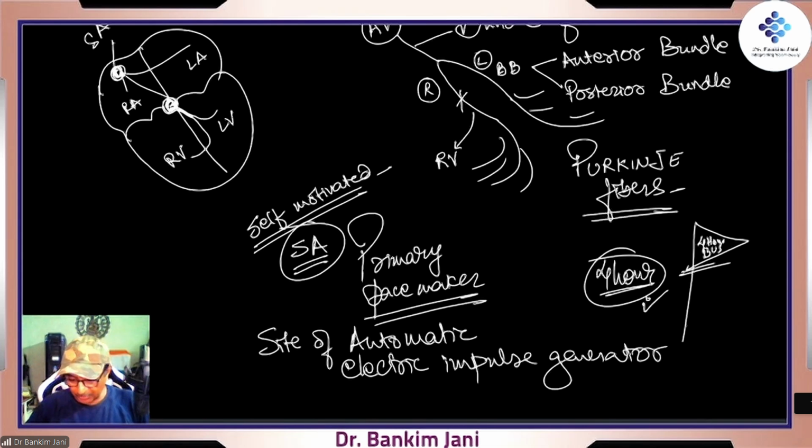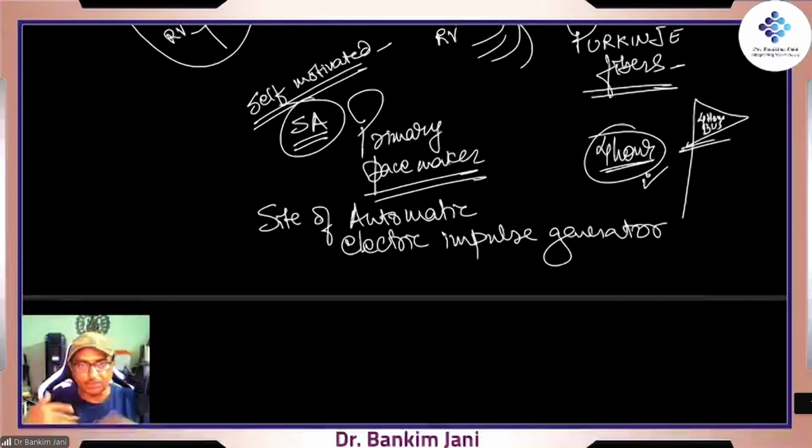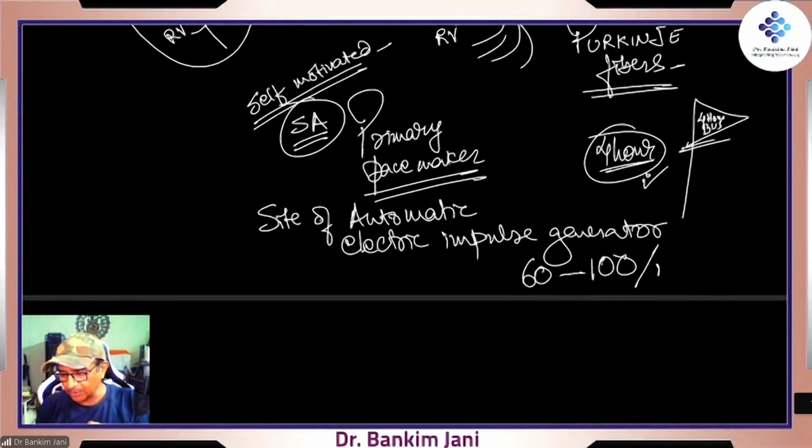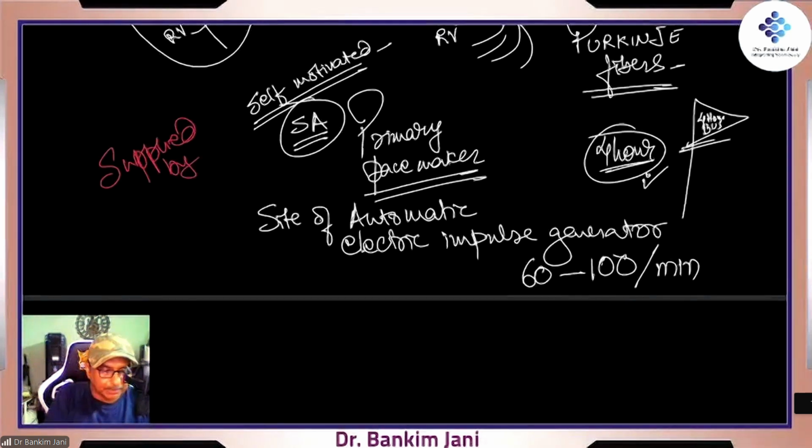Now what is the pace? Pace means speed. At what speed will it keep on sending the signals? It is 60 to 100. What if it is more? Well, it can do that, but under normal circumstances, if you check your heart rate, it will fall between 60 to 100 per minute. This is primary. The important thing is, this is supplied by the right coronary artery.